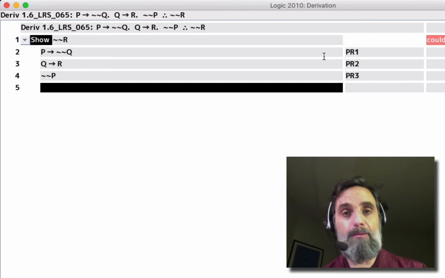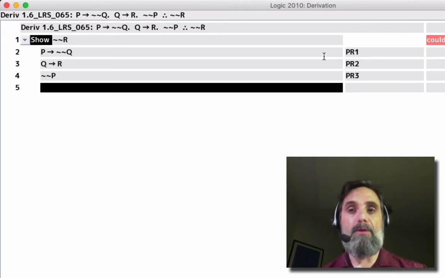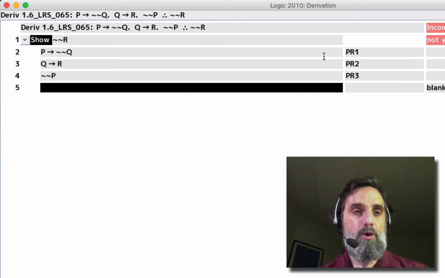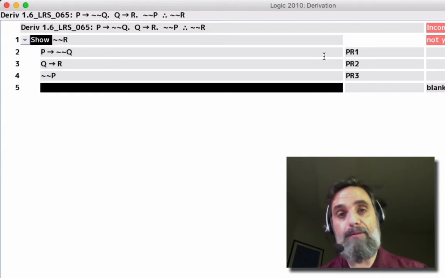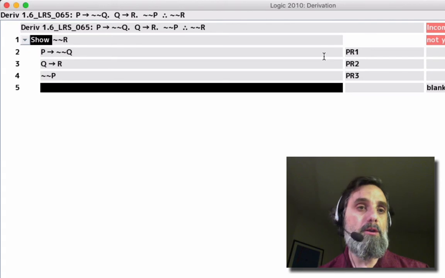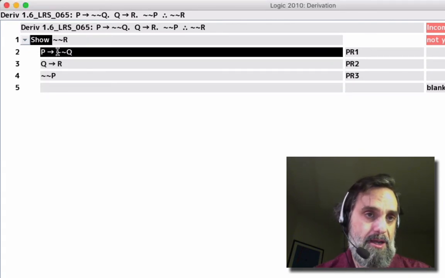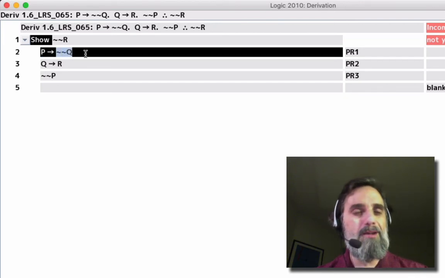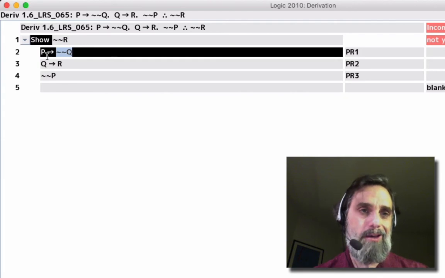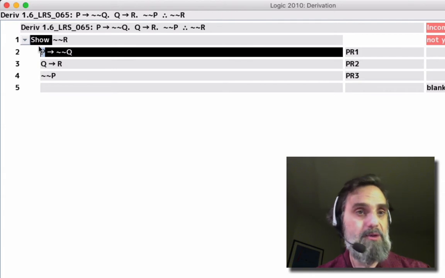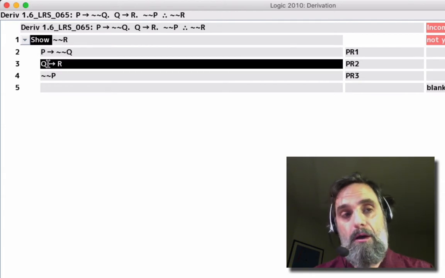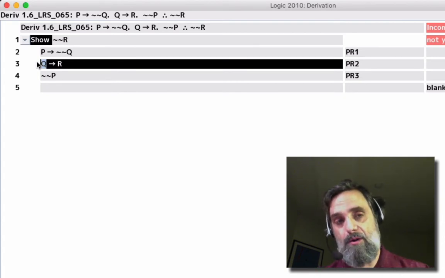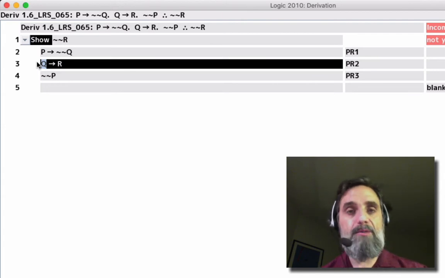Okay, so what do we need for MP? We need a conditional, and we need its antecedent. So what do we want to do? We want to look for our conditionals. Okay, so we have two of them on lines 2 and 3. On line 2, we have the conditional. Well, there's the arrow, right? So the antecedent is P. And the consequent is not Q, but we're not so concerned about that because we're going to do modus ponens whenever we can. And when we can, it's when we get the antecedent. So if we get P, we can do modus ponens. If we look at line 3, if we get Q, we can do modus ponens. Otherwise, we can't. We don't have P, we don't have Q.